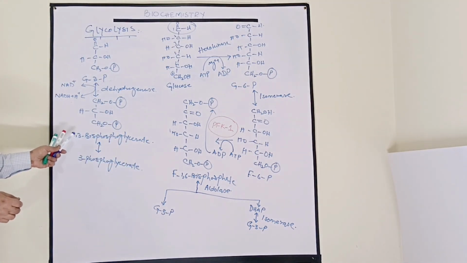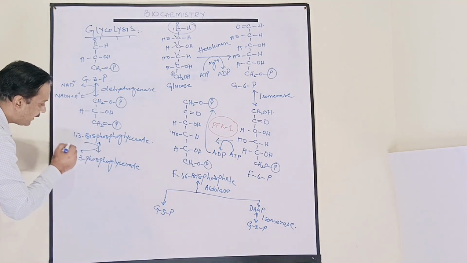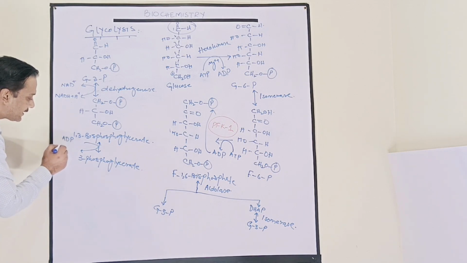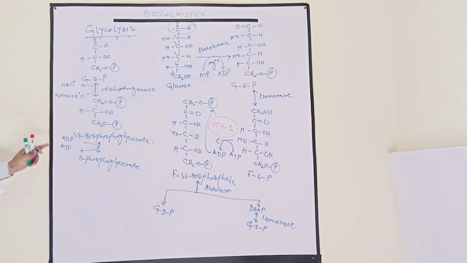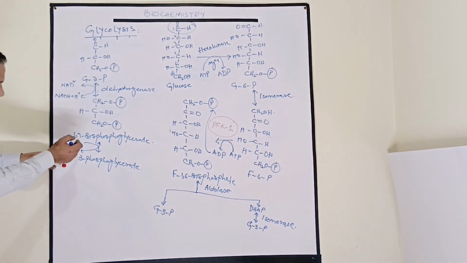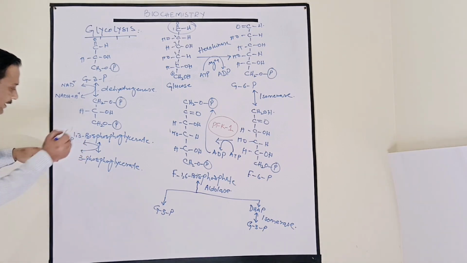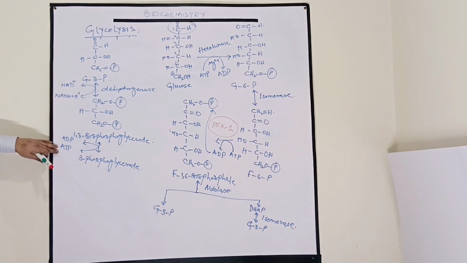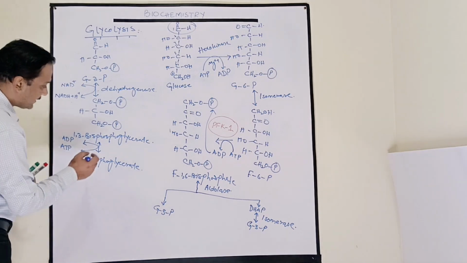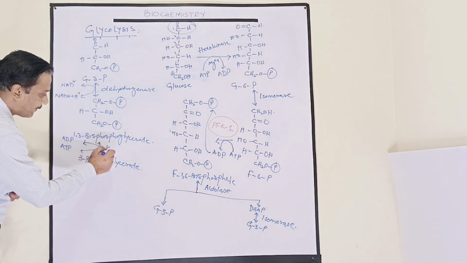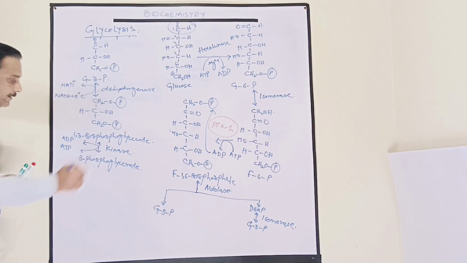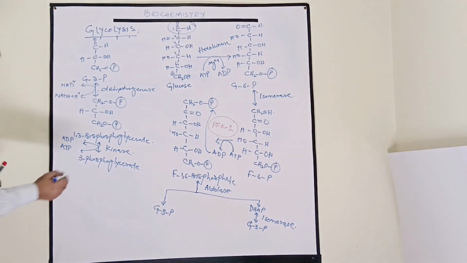3-phosphoglycerate means one phosphate group is liberated here, and in this reaction one molecule of ADP is converted into ATP. One phosphate is liberated by this 1,3 bisphosphoglycerate, which is incorporated here in ADP, which converts ADP into ATP. So here you can see we are again obtaining energy. In this, the enzyme responsible is kinase. The complete name is phosphoglycerate kinase.